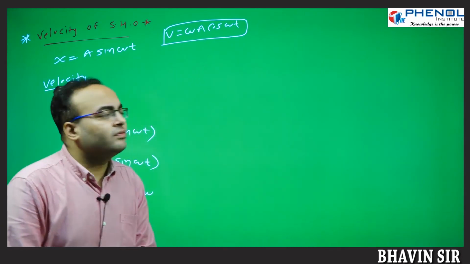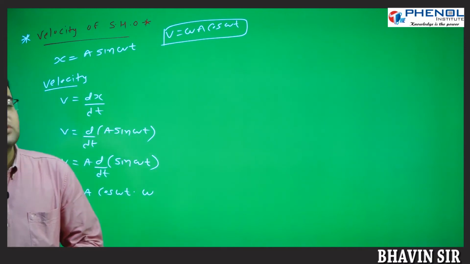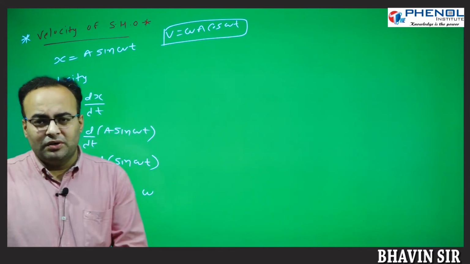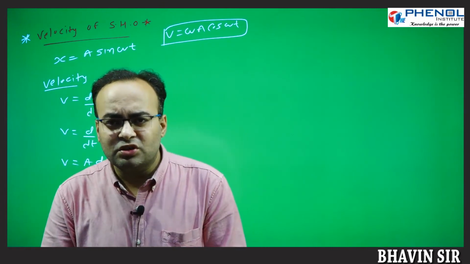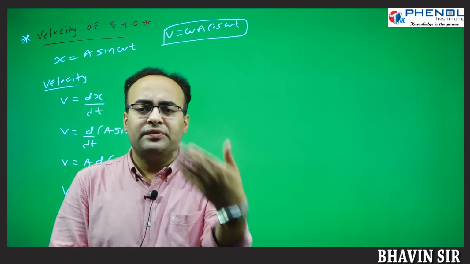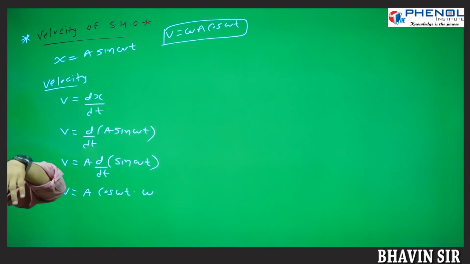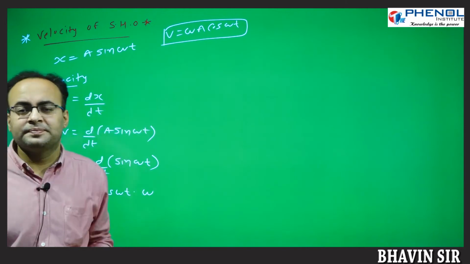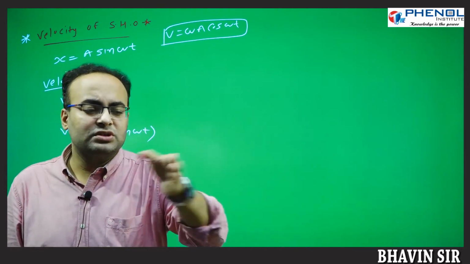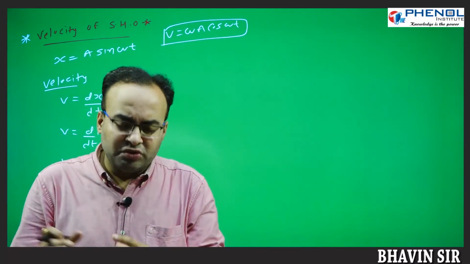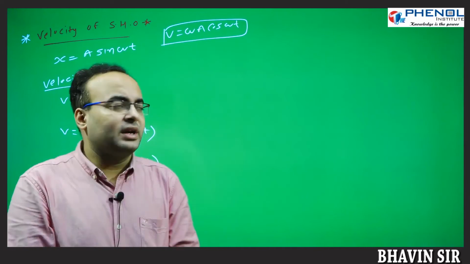Chalo, done. Now we want to write the answer in terms of displacement x. This is the equation in terms of trigonometric function cos, but now we want to find v in terms of x. So see students, x equals a sin omega t, but here it is cos, so we want to convert cos omega t into sin omega t.